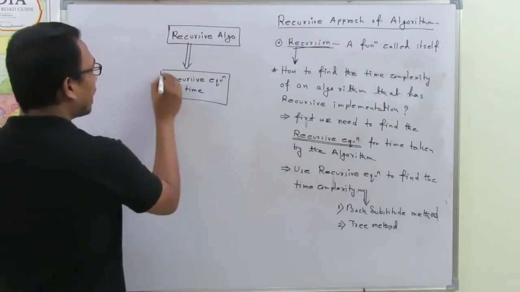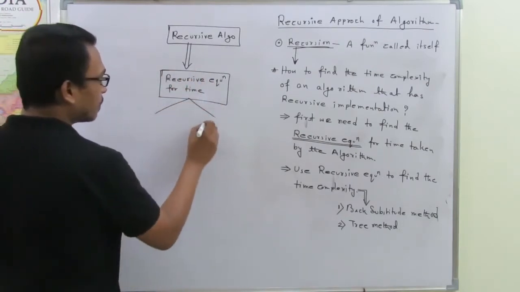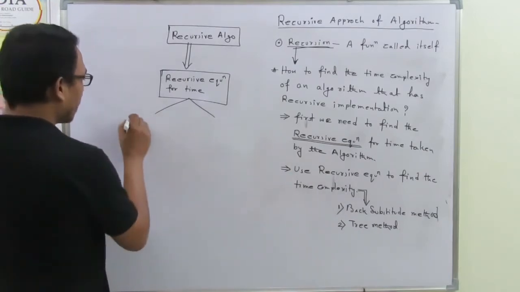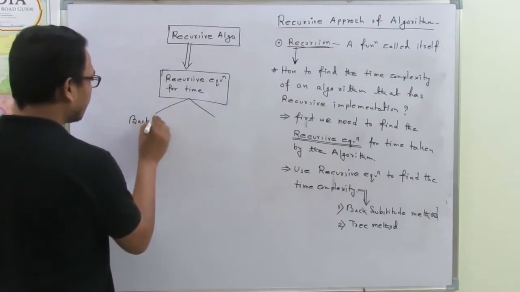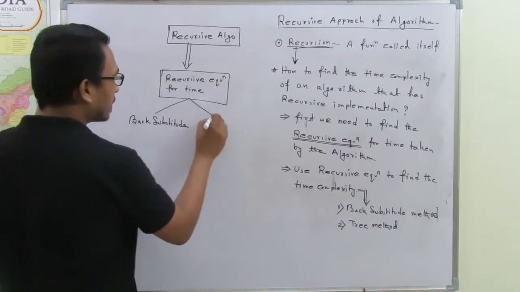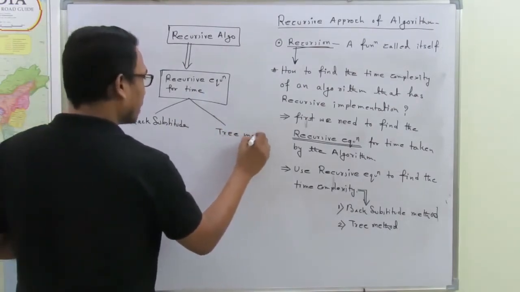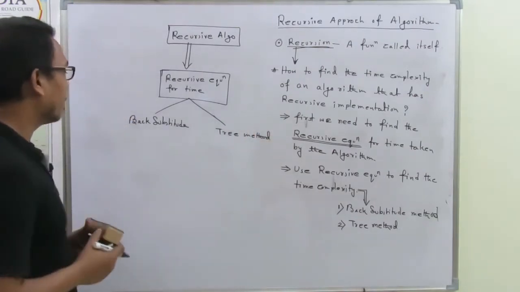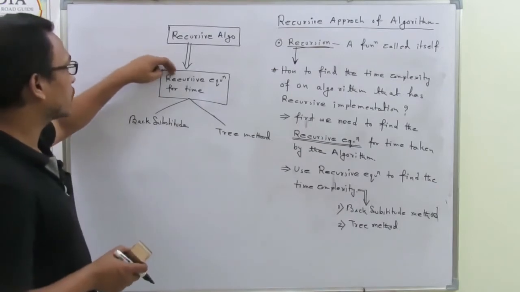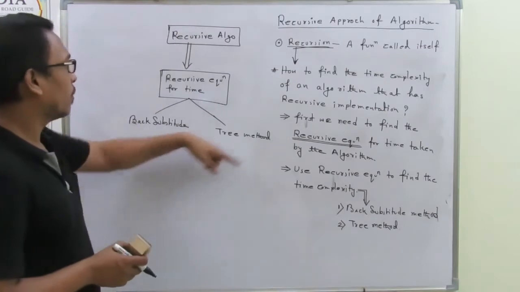And after finding this recursive equation, we can use two methods. First one is called back substitute method, and second method is called tree method. Clear? So by using back substitute method and tree method on the recursive equation, we can find the time complexity of recursive algorithm. This is the whole approach.